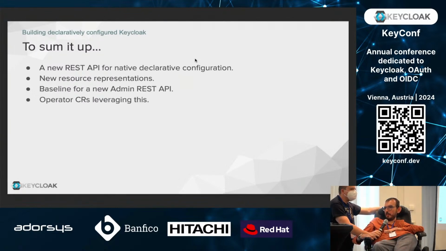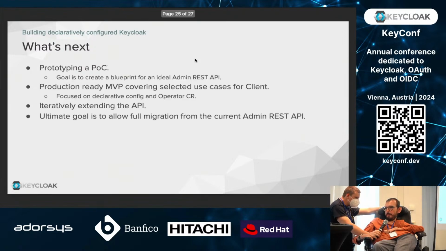So to sum it up, a new REST API will be in development for the native declarative configuration. There will also be new representations for the resources. And eventually this API will become the baseline for the new REST API. And the operator CRs will be leveraging this.